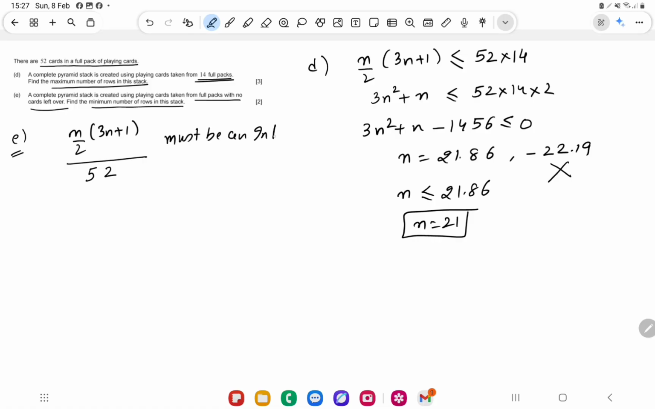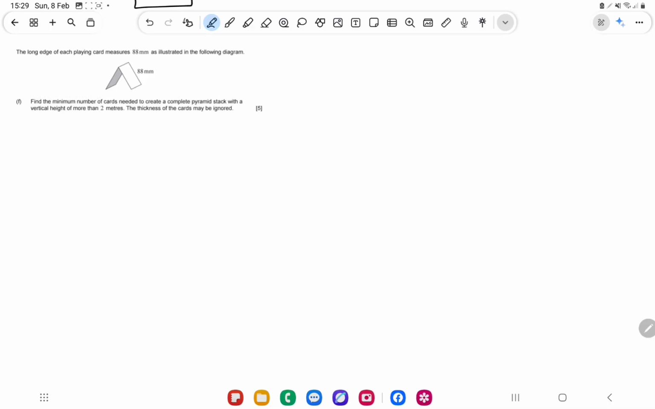must be an integer. Now for it to be an integer, I can say it equals any integer k. So I can write that n by 2 (3n plus 1) should be 52 or a multiple of 52. Now again, when you use your GDC, you can say that the n value should be 13. So the minimum number of rows it can stack is 13.